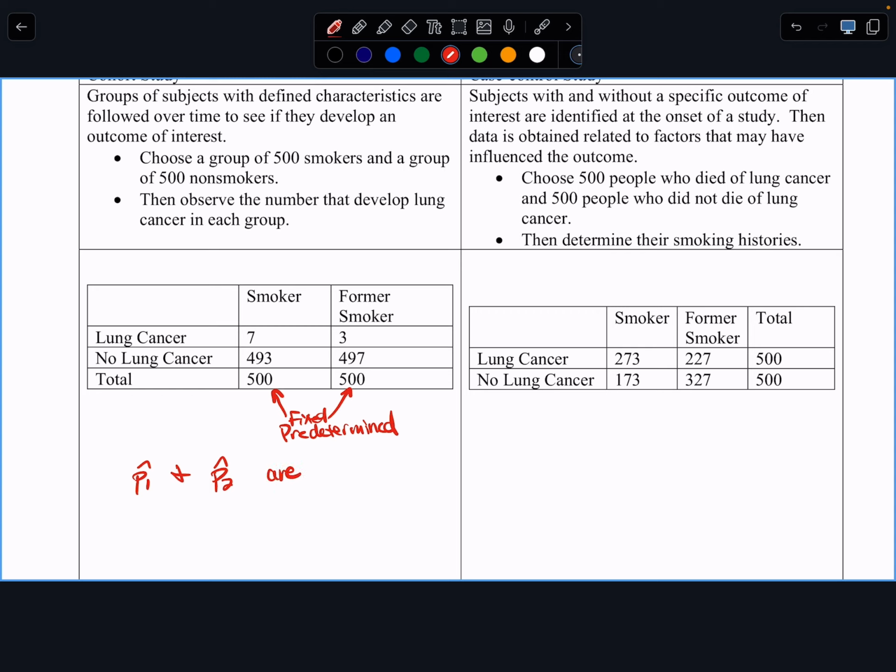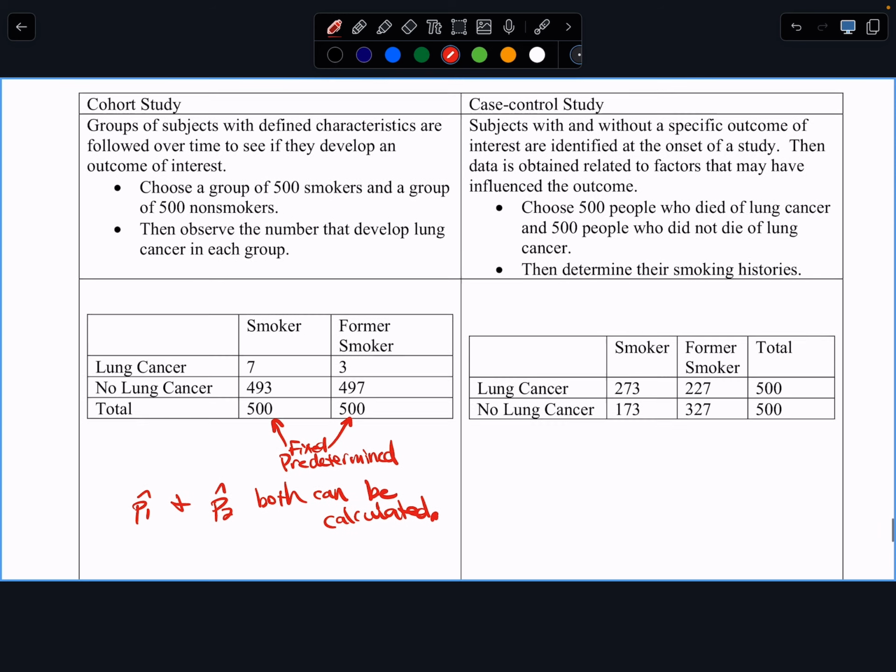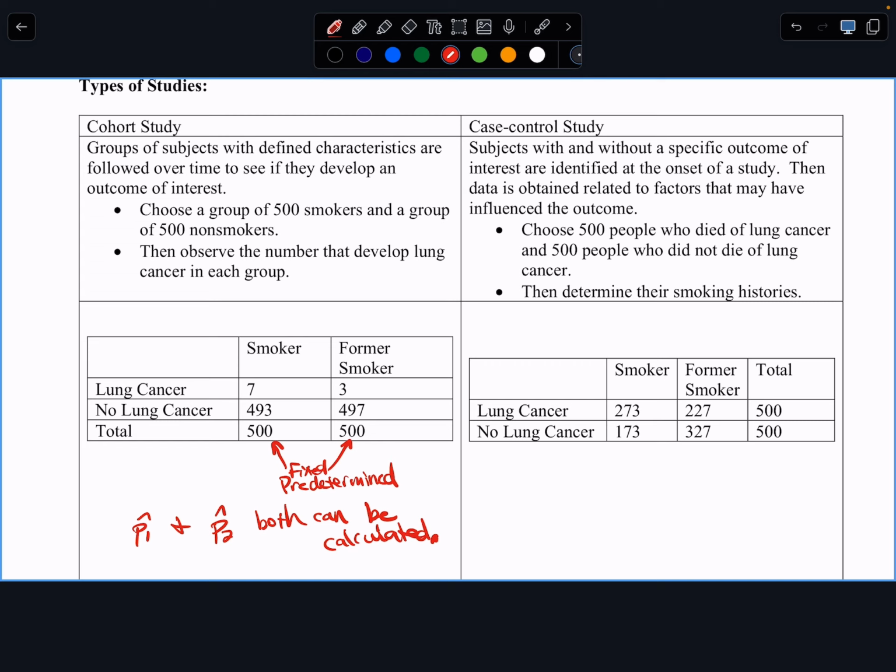These both can be calculated, all right? So there's nothing new here. If I have a cohort study, I can do what I've been doing. But when I have a case control study, which is a type of study that's used a lot in medicine, I'm going to run into some issues, all right? So in this case control study here, we're going to start by identifying people with the outcome of interest first.